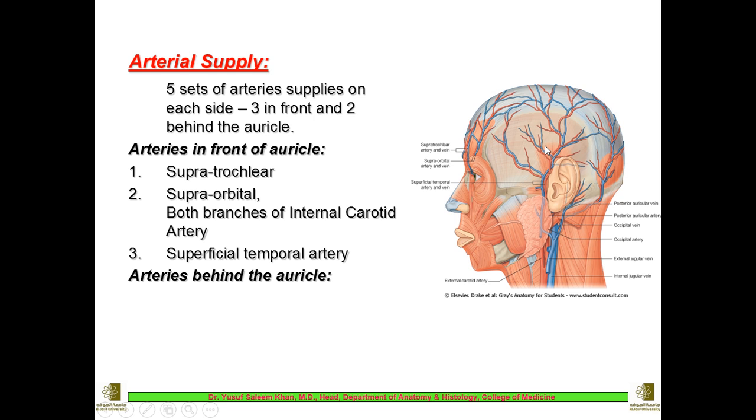Okay, then the arteries which are supplying behind the ear will be remaining 2, that is the posterior auricular artery. So here if you can see here, here is the posterior auricular artery which is supplying, and the last artery which is behind the ear will be the occipital artery.